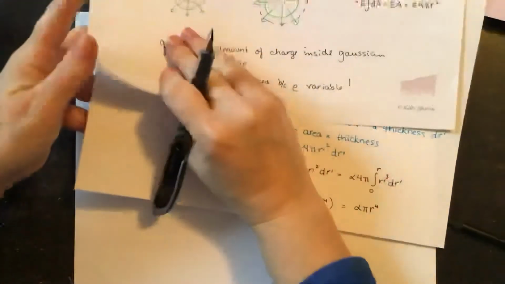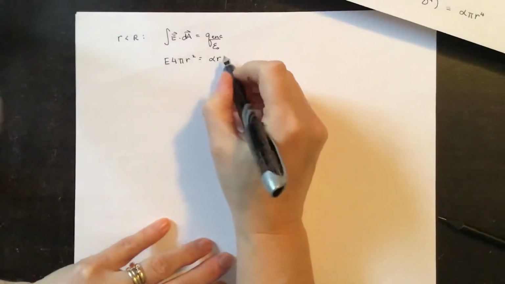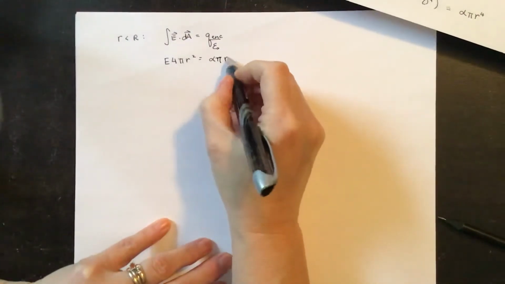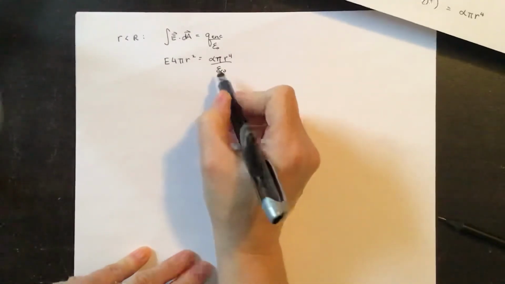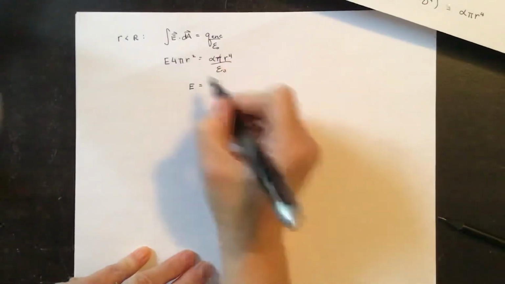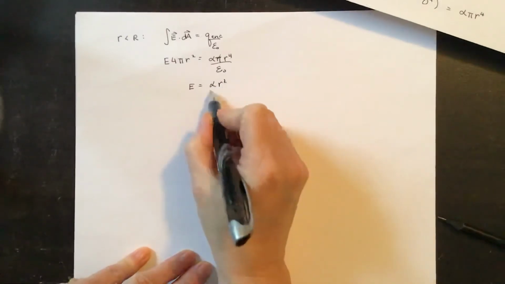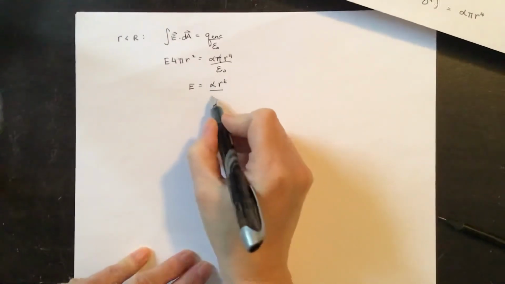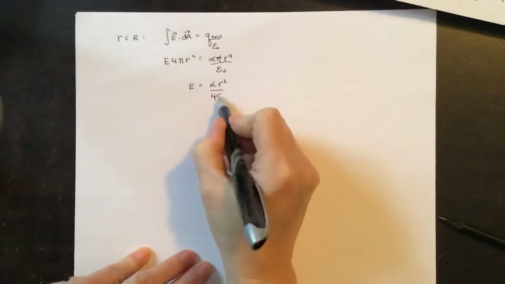Let's fill in our Q enclosed, which is alpha times pi times r to the 4. Don't want to forget that pi, divided by epsilon naught. So then our E is equal to alpha. The pi's cancel. R to the 4 over r squared leaves us with r squared. This 4 comes down in the denominator. And we've got our epsilon naught.